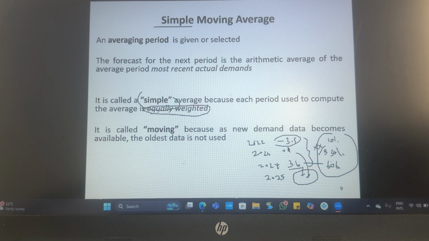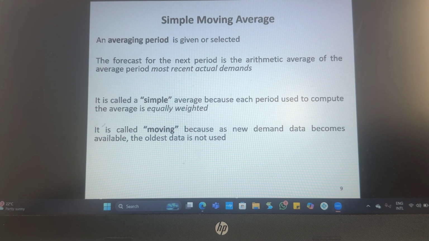So why is it called simple? We are giving equal weightage to all the numbers. And why is it called moving? Because when a new number comes, the oldest number is not used. As the new demand data becomes available, the oldest data is dropped, right? So you can go ahead like this. We'll do a very simple exercise as well.